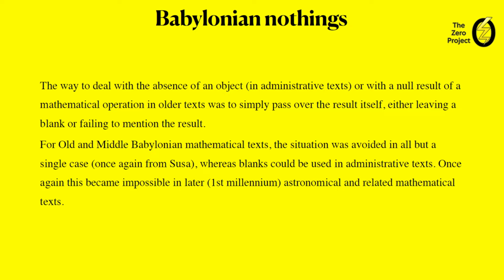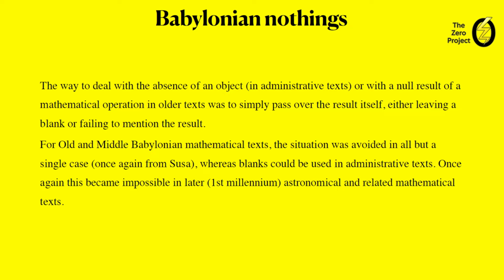Now I'll turn to the Babylonian nothings. Well, how did they deal with the absence of an object, for example, in administrative texts, or with the null result of a mathematical operation? For example, how do you deal with 20 minus 20 as an arithmetic operation? Our zero, our number zero.